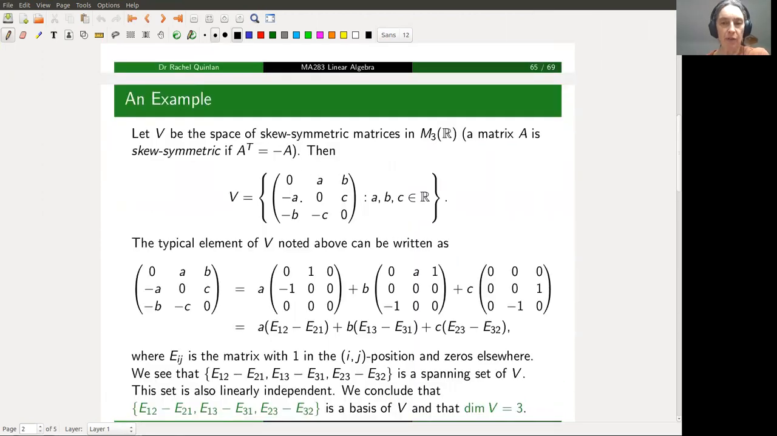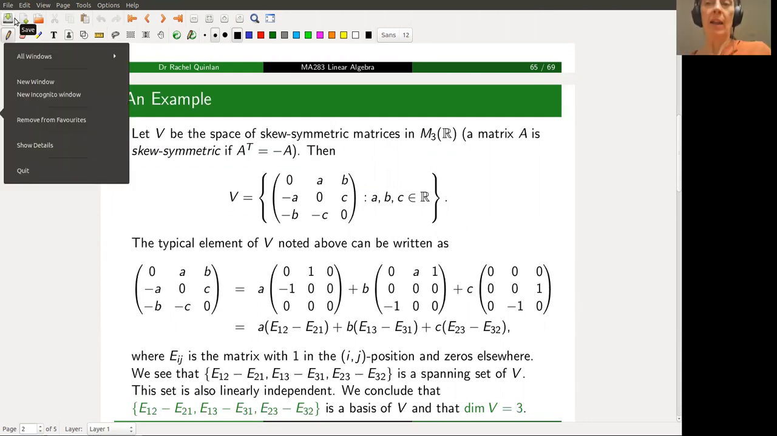Okay, but an example, first of all, about bases and about how we might find a basis for a particular space. So we're going to have a look at the space of all skew symmetric matrices in M3R, 3 by 3 skew symmetric matrices with real entries. So a matrix is skew symmetric if its transpose is equal to its negative. So it's kind of a complementary concept to symmetric matrices.